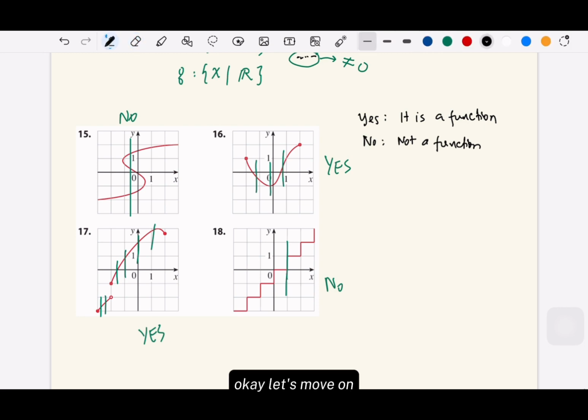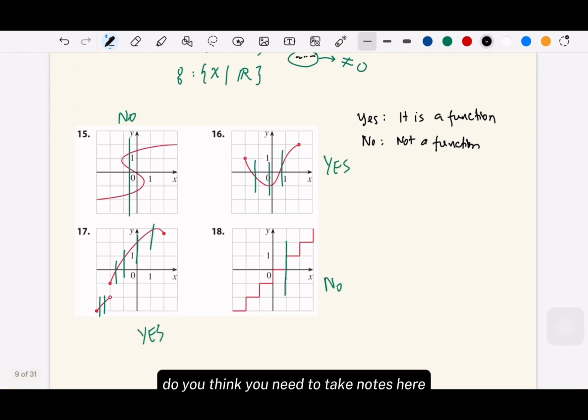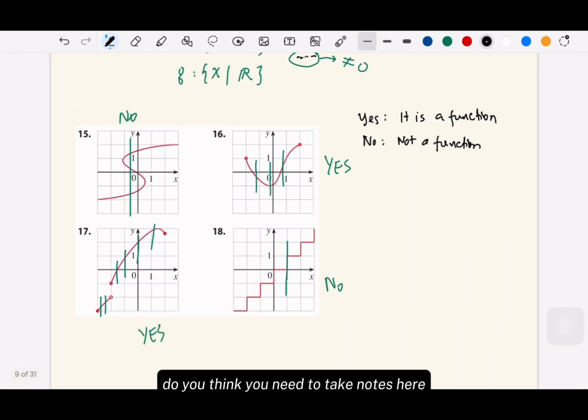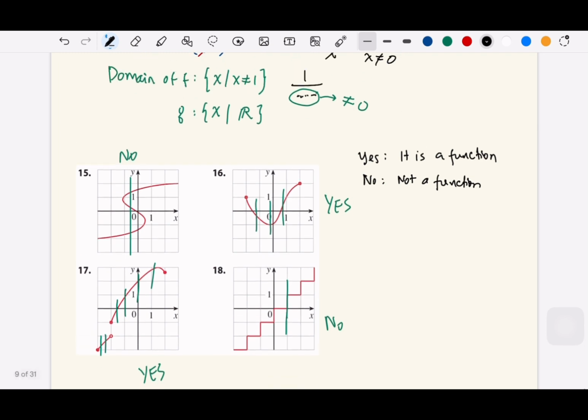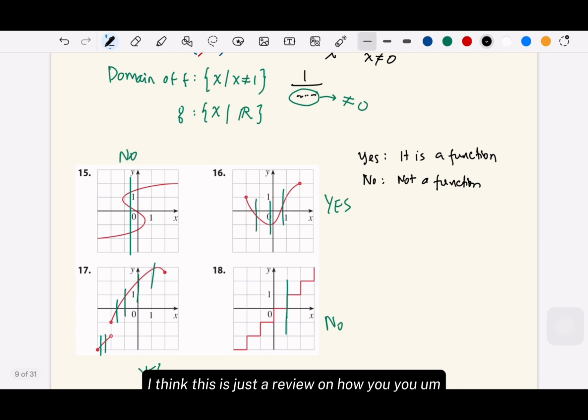Okay, let's move on. Do you think you need to take notes here? I think this is just a review on how you use the vertical line, right?